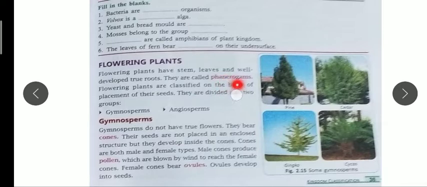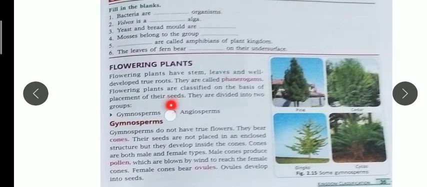So remember this term. Now, on the basis of the placement of their seeds, whether the seeds have a seed coat or not, whether they are properly enclosed or not, flowering plants are divided into two types: gymnosperms and angiosperms.